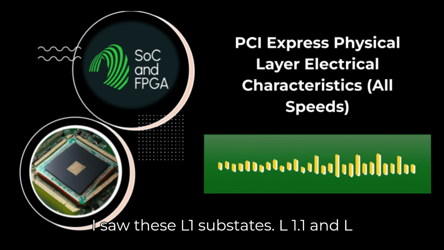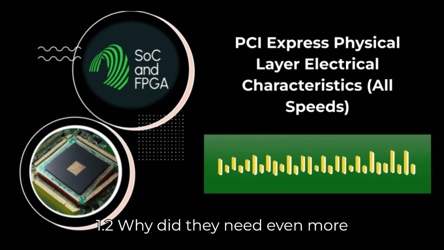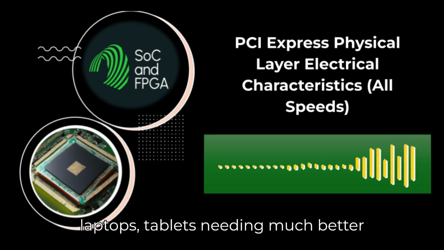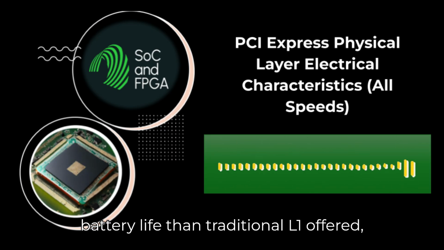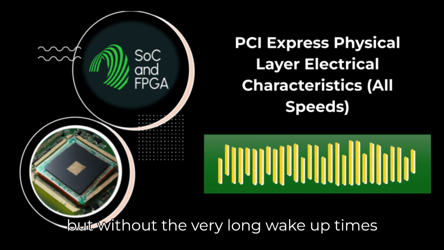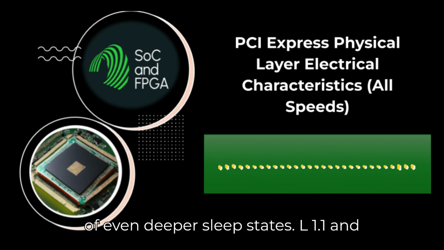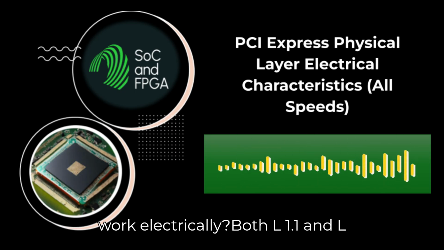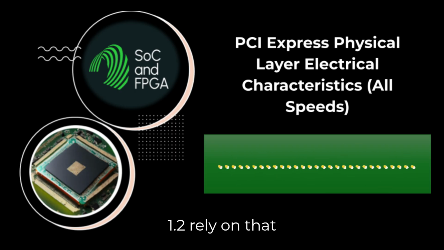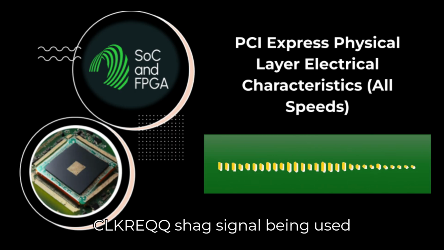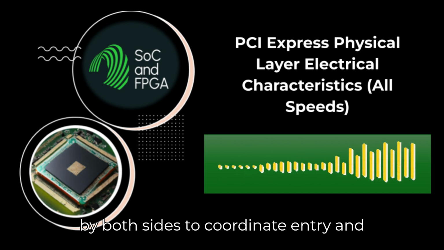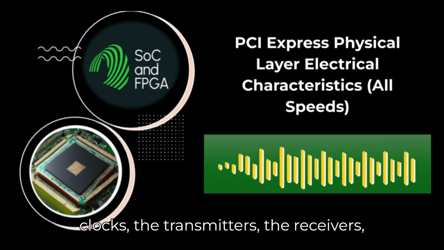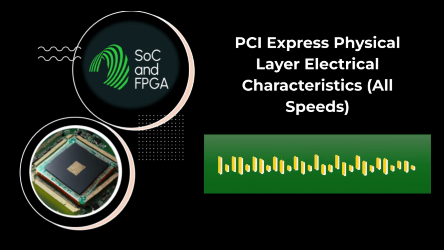Then I saw these L1 substates. L1.1 and L1.2. Why did they need even more variations of L1? These were driven largely by the needs of mobile devices, laptops, tablets needing much better battery life than traditional L1 offered, but without the very long wake-up times of even deeper sleep states. L1.1 and L1.2 provide much lower power consumption than legacy L1. How do they work electrically? Both L1.1 and L1.2 rely on that CLKREQ# signal being used by both sides to coordinate entry and exit. In both these states, the core high-speed PHY stuff, the PLLs generating the clocks, the transmitters, the receivers, they all get completely powered down. Okay, main engine's off.